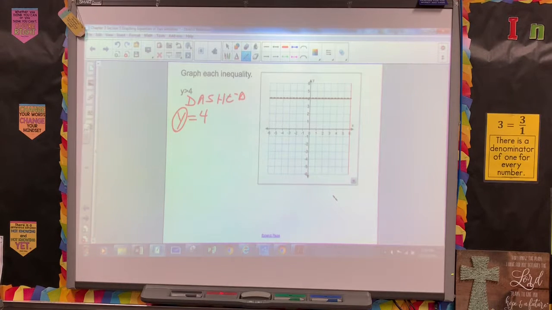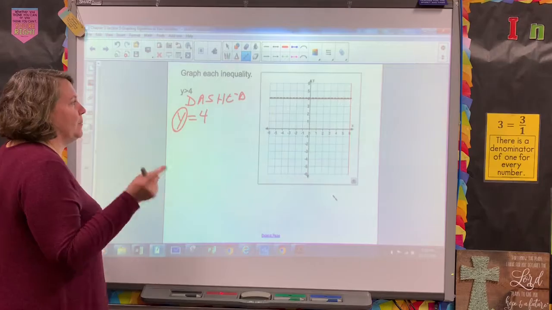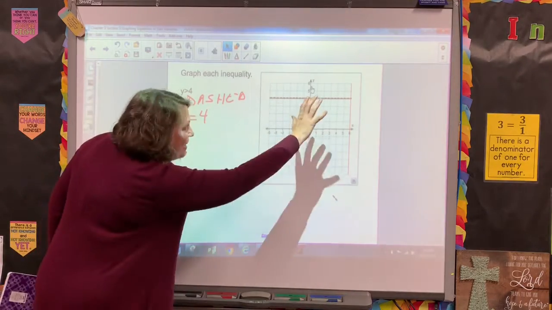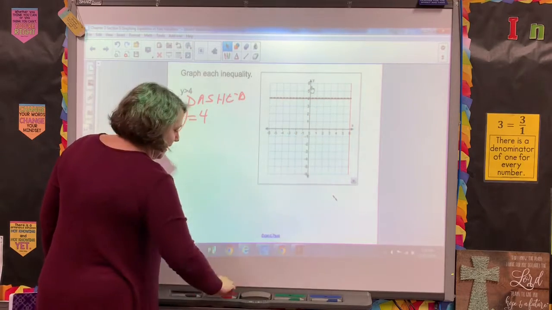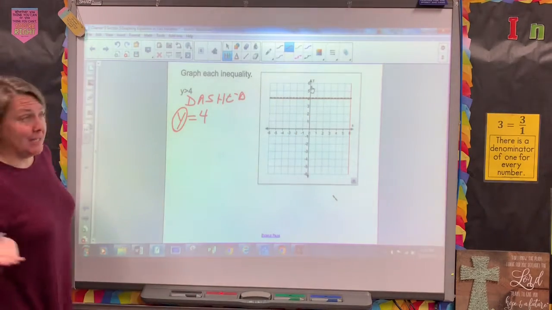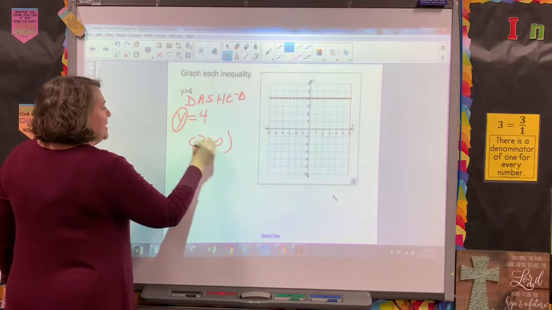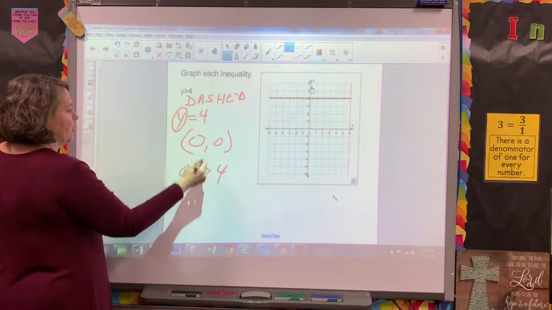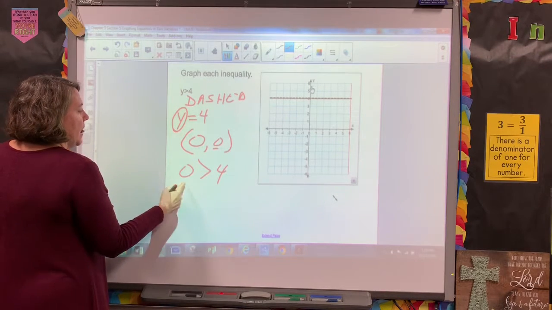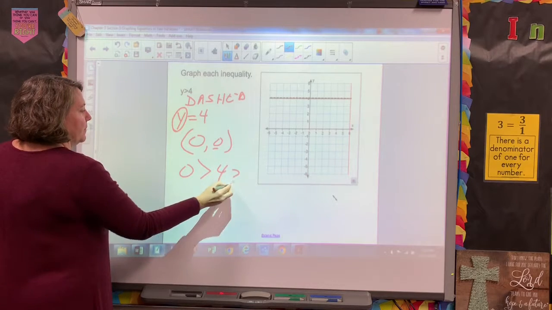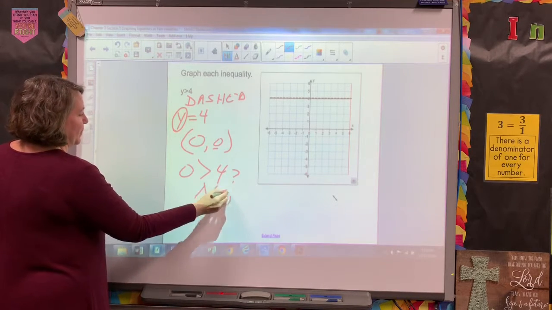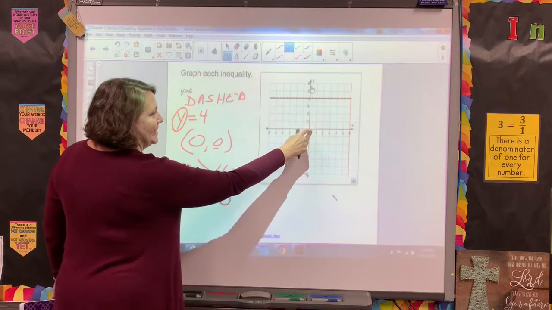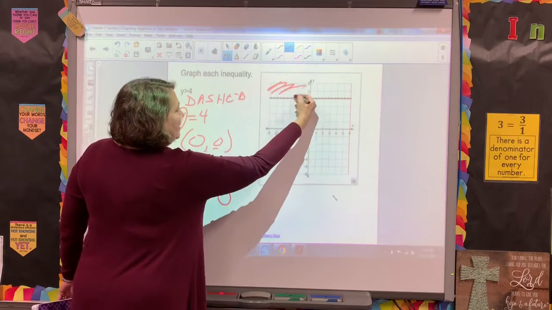Okay, you guys good? Now my next step is to pick an easy point on either one of the half planes. You can pick any point not on the dashed line. So 0, 0 would be the easiest. So if I'm picking the point 0, 0, y is 0. I put that in my original. Is 0 greater than 4? No. So this part down here is not shaded because this did not make a true statement. This part up here is shaded.